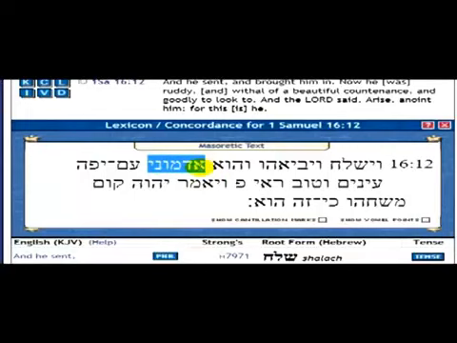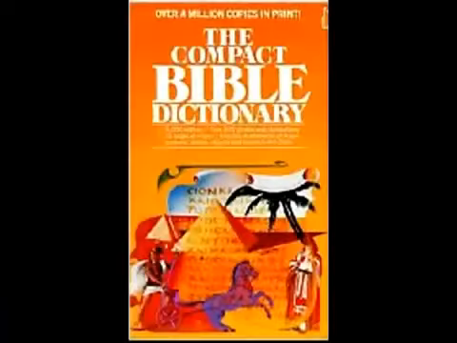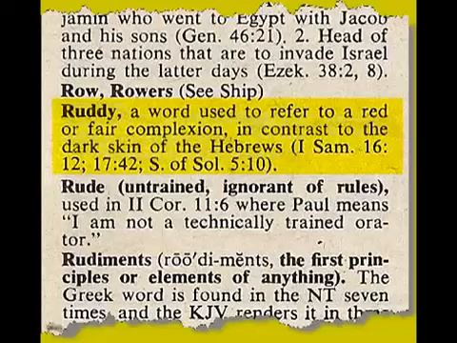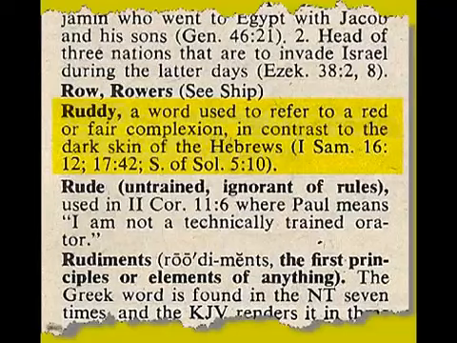Like the brother Karatazar brought out, that was the only word that they had to describe somebody that was light skinned, and I'm gonna prove that to you. Now I don't know if the brother brought this source out. I did watch the whole series, but I didn't notice if he brought this out or not. But this is from the Zondervan's Bible Dictionary, the Compact Bible Dictionary. When you look up the word ruddy on page 510, it says ruddy, a word used to refer to a red or fair complexion, in contrast to the dark skin of the Hebrews. So they're letting you know that this word ruddy was a contrast to the dark skin of the Hebrew.